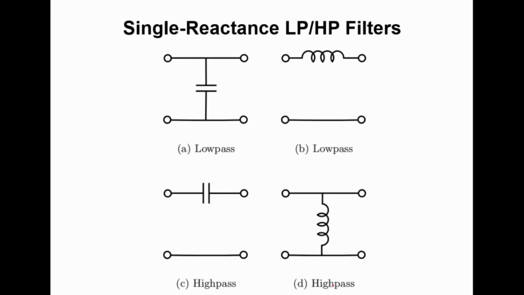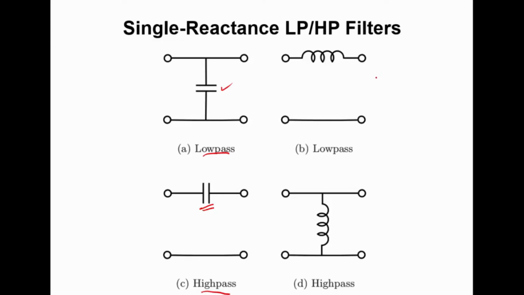So first, let me talk about some filters which are so simple that you may not even recognize them as being filters, but you should certainly be aware that they can do filtering. And that's this class of single reactance low-pass, high-pass filters. For example, if I have a capacitor in parallel, that's a low-pass filter because that capacitor becomes an open circuit at DC, becomes a short circuit as the frequency gets sufficiently high, and therefore it has low-pass response. Similarly, if I put the capacitor in series, it becomes a high-pass filter because at DC it's an open circuit, at AC it's a short circuit, and that gives us high-pass response.